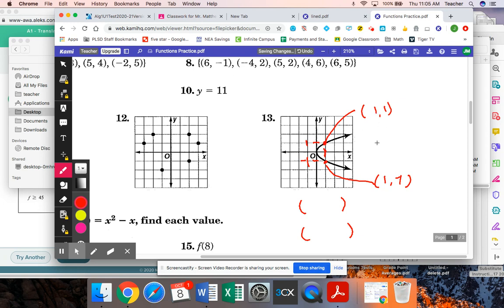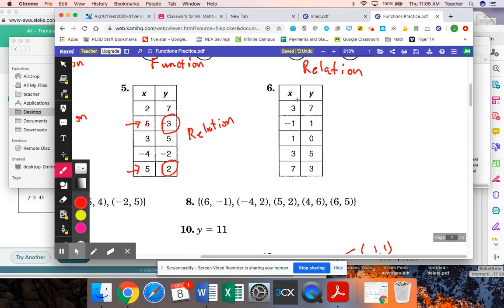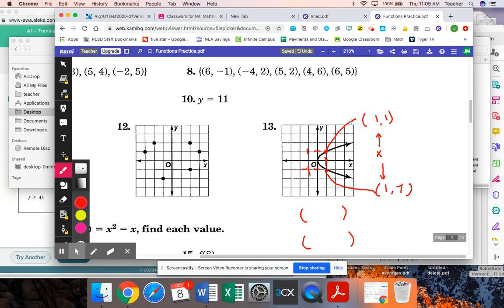So wait a minute, I have an input value of 1 and 1. So just like up here, if I have more than one value of x, I need to investigate to see if I have different values of y. Well, wait a minute, if I look at this, my y is 1 here and it's -1 there. So that tells you since I have more than one output for each input, that is not a function, that's just a relation.